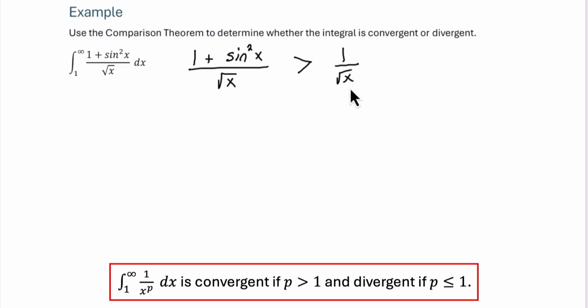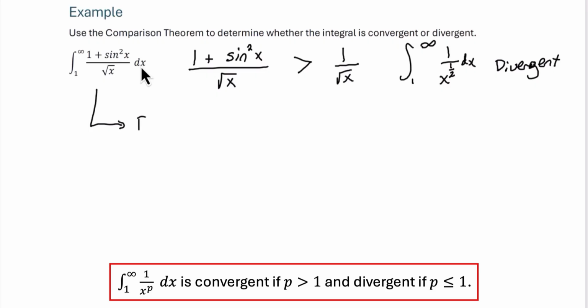Now looking at this integrand, writing it back as an integral, we have 1 divided by, think of that as x to the 1/2 dx. This integral we know is divergent. And if a smaller integral is divergent, then the bigger one must, by the comparison theorem, be divergent as well.